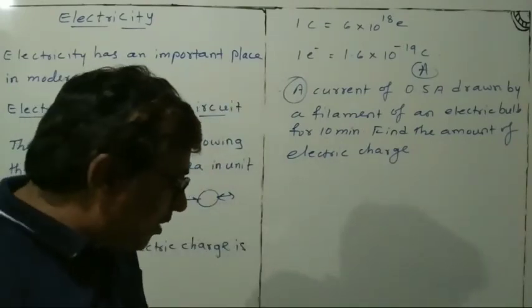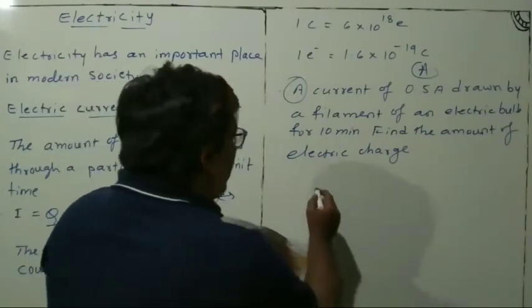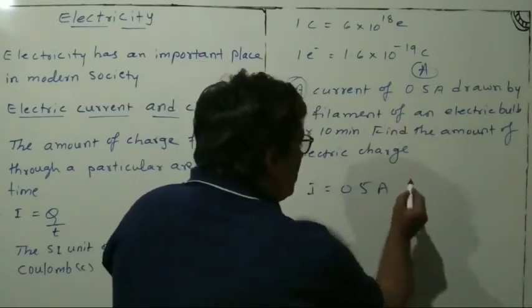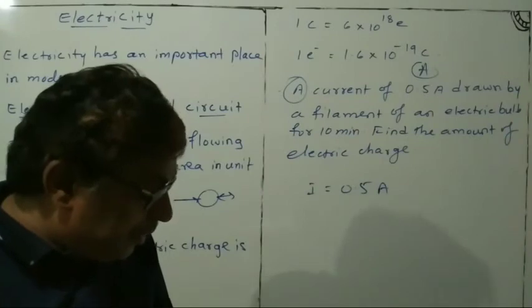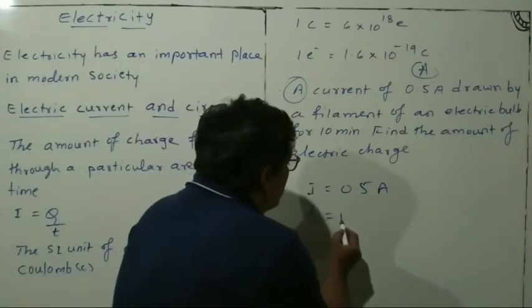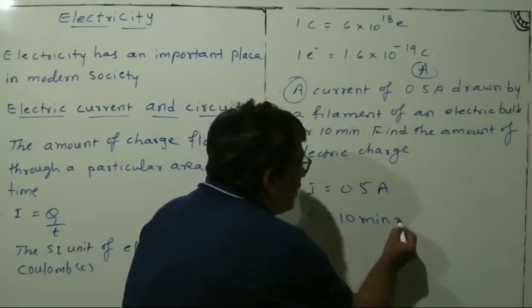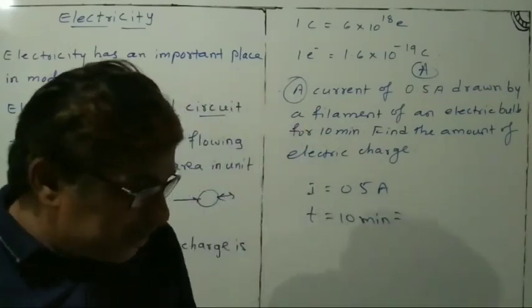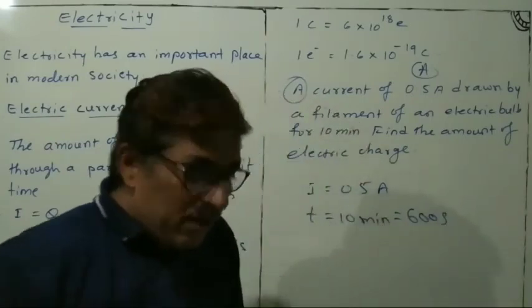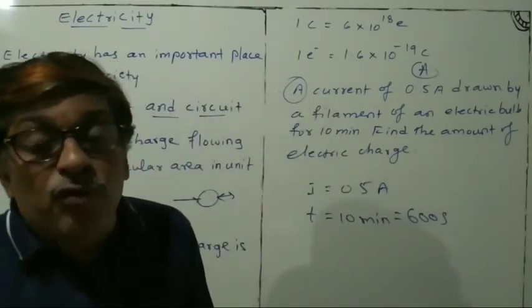Electric current I is given as 0.5 ampere. Time is given as 10 minutes. You know that 10 minutes must be changed into seconds, so it is 600 seconds. And now you have to find the charge.